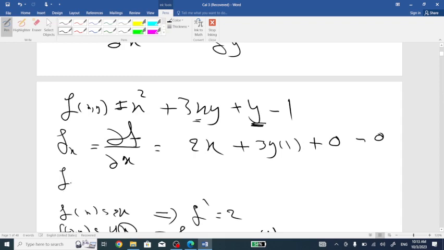Now fy equal to what? x is a number. In the second line, x is a number, so derivative of x squared is 0, exactly. Derivative of 3xy, x is a number, so I say 3x. Derivative of y is 1, thank you. Plus derivative of y is 1. Derivative of a number is 0.